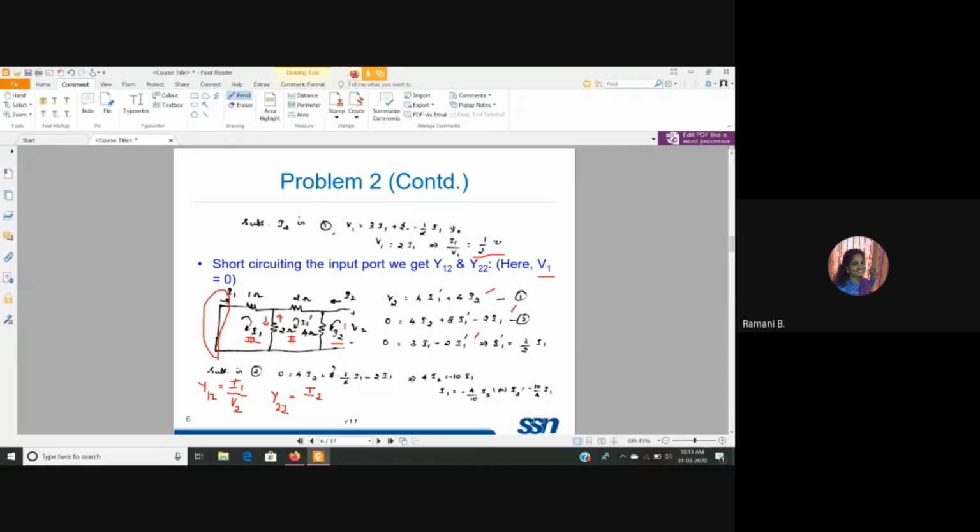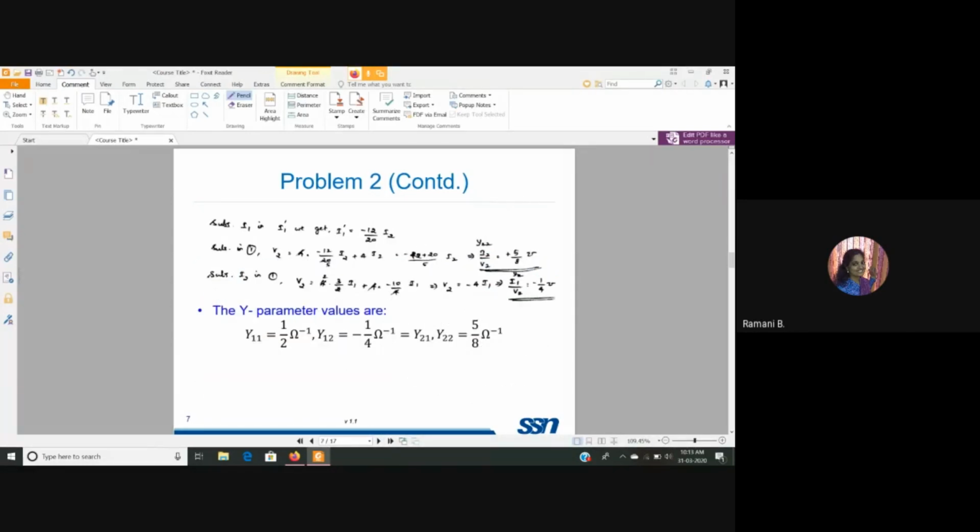Now for that purpose, making all the substitutions, you will get Y12, that is I1 by V2, as minus 1 by 4 mho, and I2 by V2, that is Y22, as 5 by 8 mho. So we get all the parameters. This is how we find the Y parameters: short circuiting the output port to find Y11 and Y21, and short circuiting the input port to find Y12 and Y22.